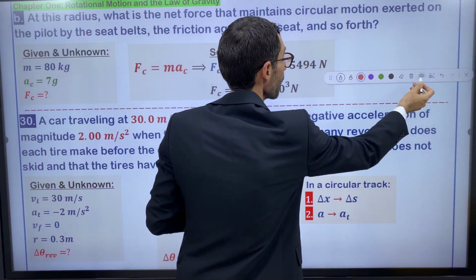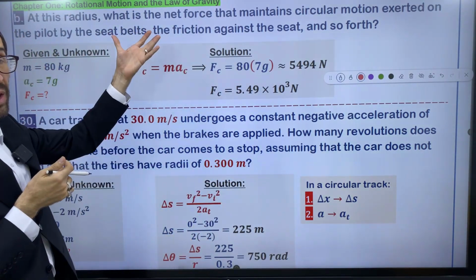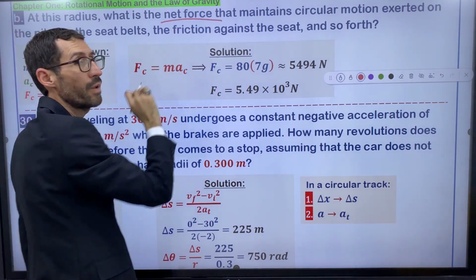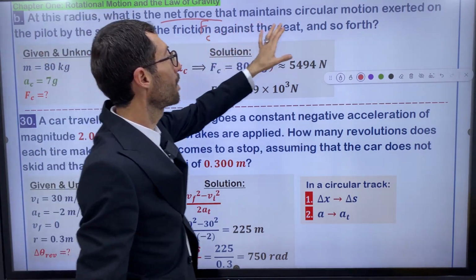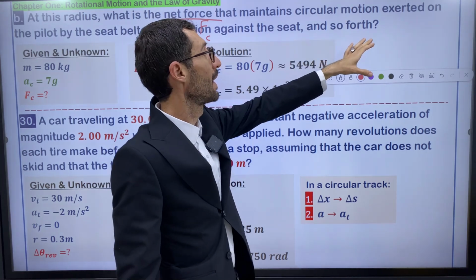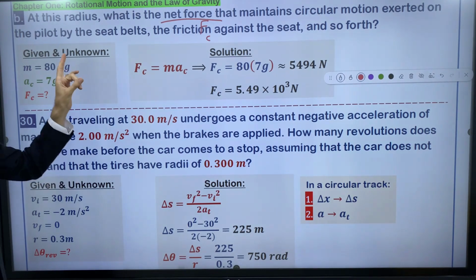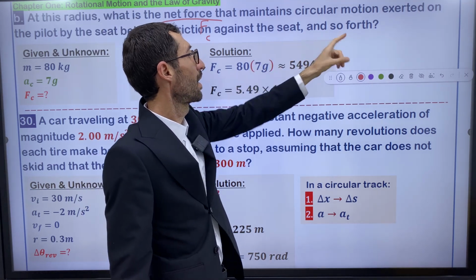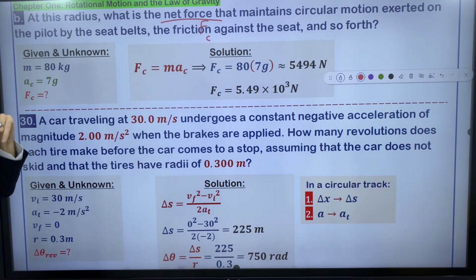Guess the unknown. What do we look for? It says, what's the net force? We look for centripetal force, Fc. What's the net force that maintains circular motion, exerted on the pilot by the seat belt, the friction against the seat, and so forth, right? So we look for the net force.